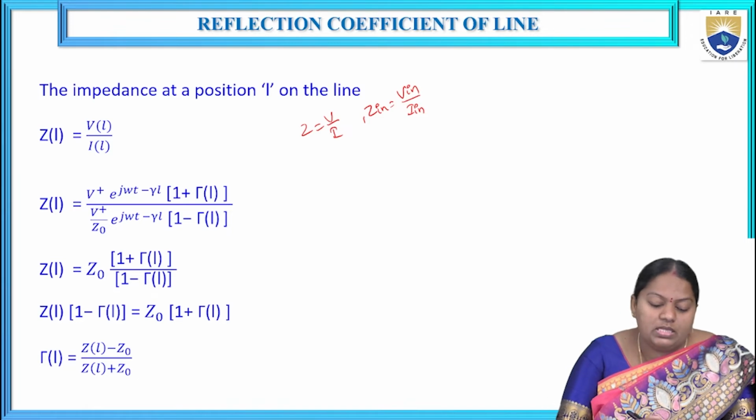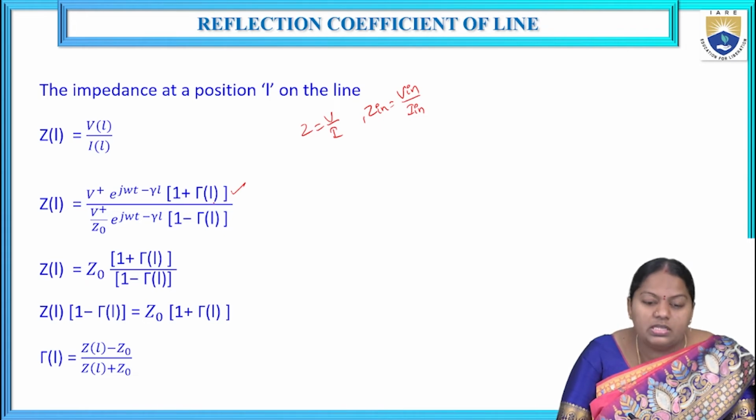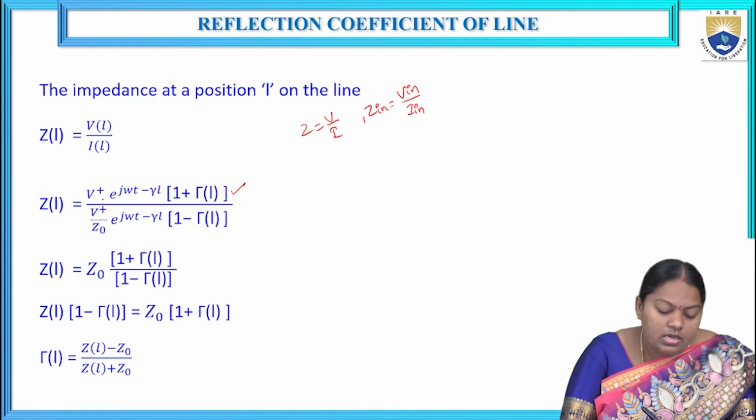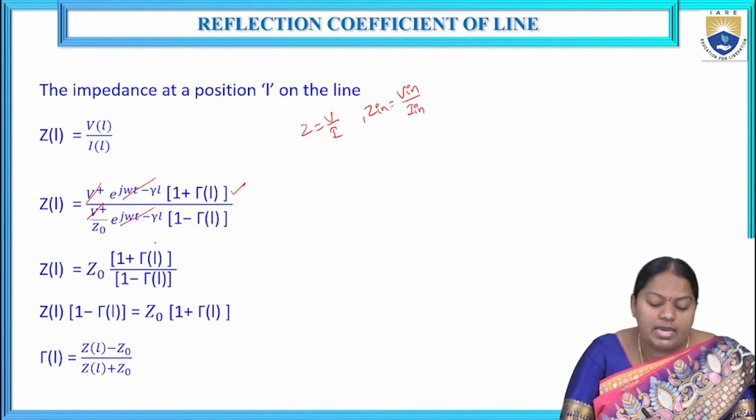Right? So in both places, if we substitute, the numerator is V plus e power j omega t minus gamma L into 1 plus gamma of L, and in the I of L place, V plus by Z0 e power j omega t minus gamma L into 1 minus gamma of L. Right? So here V plus and V plus get cancelled. Z0 is in the denominator of the ratio, hence it becomes a numerator term. Then e power j omega t minus gamma L terms get cancelled. Then 1 plus gamma of L by 1 minus gamma of L is obtained.